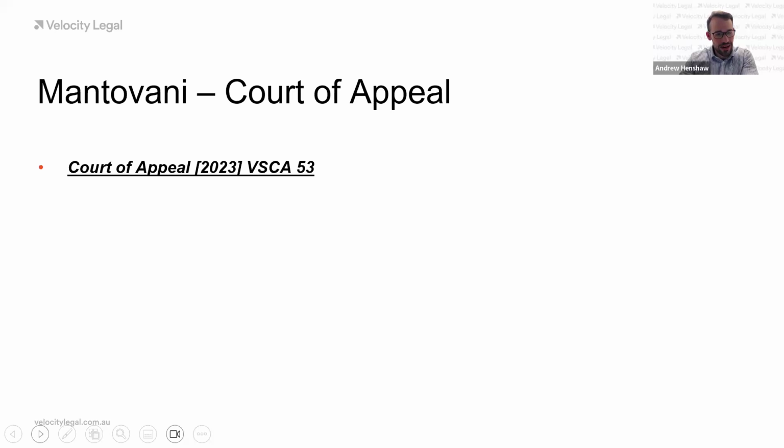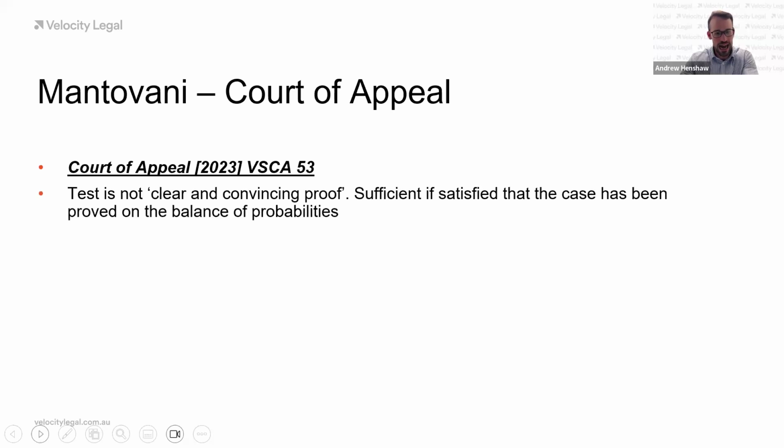So reassuringly, or perhaps reassuringly, that decision was appealed to a Court of Appeal decision. And essentially, the Court of Appeal said the first judge got it wrong. The test isn't clear and convincing proof. It's sufficient if it's been established on the balance of probabilities. So balance of probabilities, 50-50, just over. Clear and convincing proof, I don't know, 90, 91%. Who knows? This is hard stuff when you've got one judge saying one thing and an appeal saying something else.